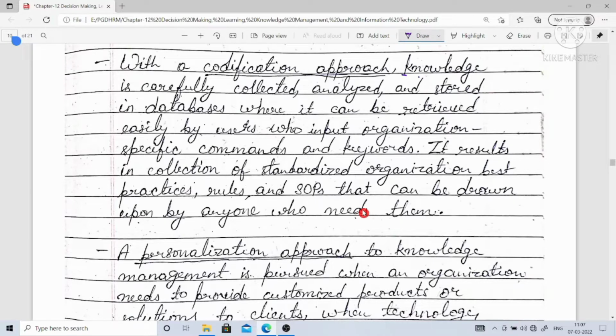In simple words, in the codification approach, knowledge is carefully collected, analyzed and stored in databases from where any authorized person can retrieve it whenever there is a requirement. And this approach results in standardized organization best practices, rules and standard operating procedures.